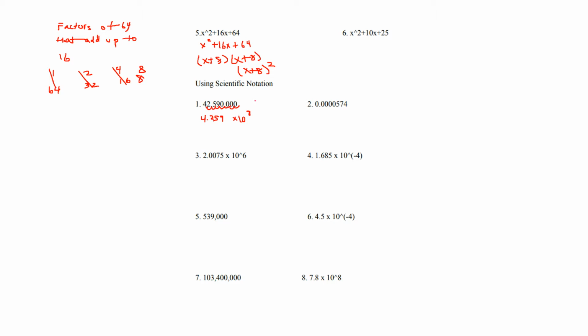Number 2 is a little different than number 1 because it's a really small number. So here, we need to move the decimal place to the right. So we move it 1, 2, 3, 4, 5 places. So this becomes 5.74 times 10 to the power of negative 5. This is negative 5 because when you're moving to the right, then you need a negative exponent for the 10. If you're moving to the left, then you need a positive exponent. Okay.